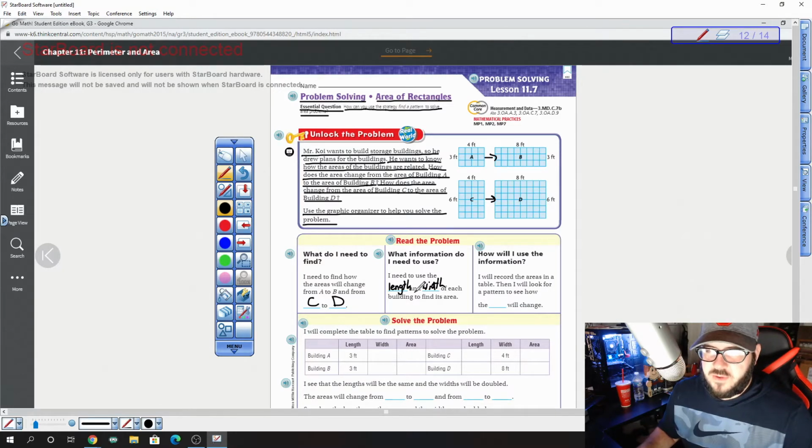Okay, these are words that we use. So length is going this way and width is going this way. Okay, these are words that we use to help us find area. How will we use the information? We will record the areas in a table. Then we will look at the pattern to see how the blank will change. What is going to change? Well, the area is going to change.